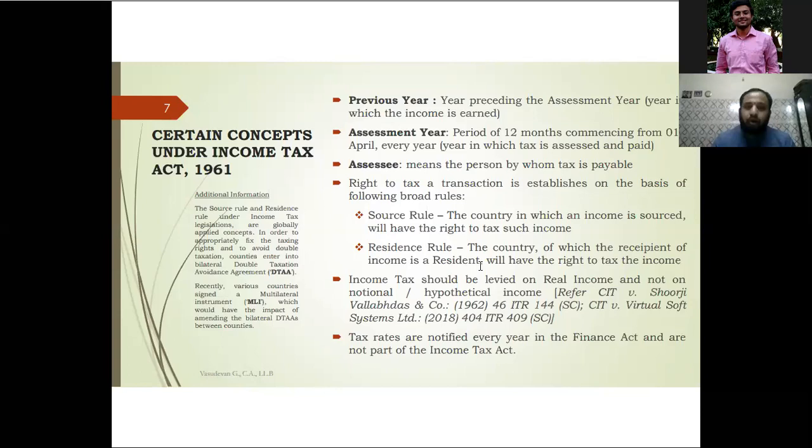So you would always have to look back and see what was the transaction that has happened in the previous year. For all the transactions that happened in the previous year, you will have to apply the tax rate that it says for the relevant assessment year. So, let me take an example. If I say assessment year 2020-21, right now we are in assessment year 2020-21, so it's from April 1st, 2020 to March 31st, 2021.